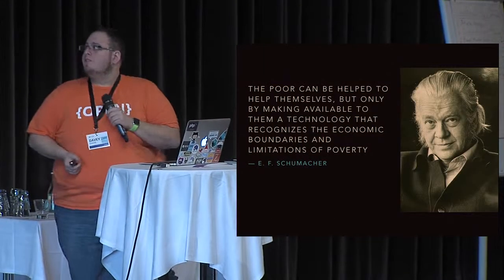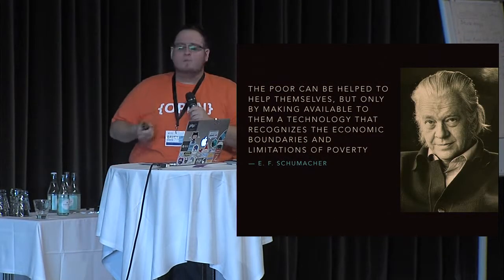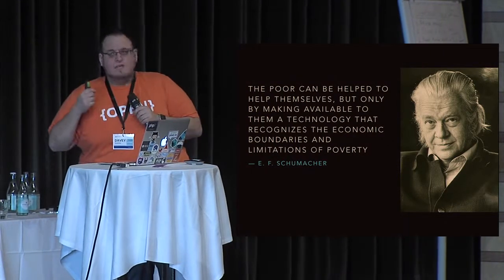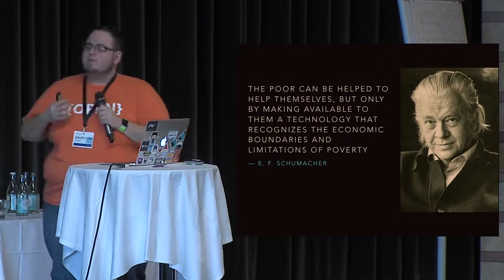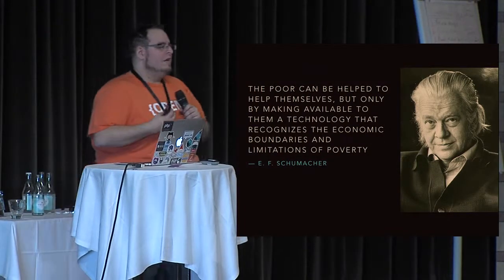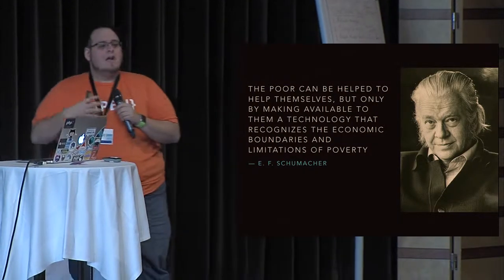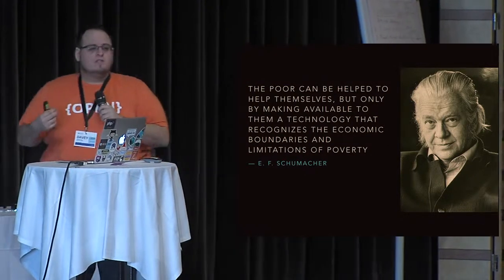So this gentleman, E.F. Schumacher, said, the poor can be helped to help themselves, but only by making available to them a technology that recognizes the economic boundaries and limitations of poverty. What does this mean? It means that when you're trying to help people, you have to look at the situation that they're in and provide them with tools that are correct for the situation.